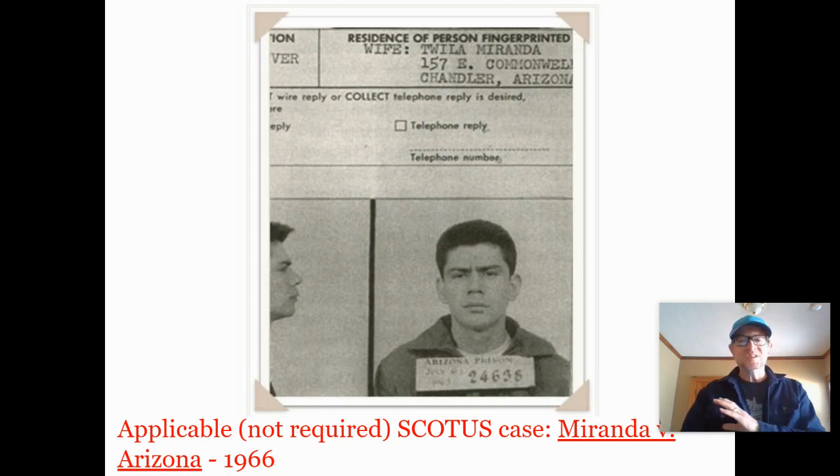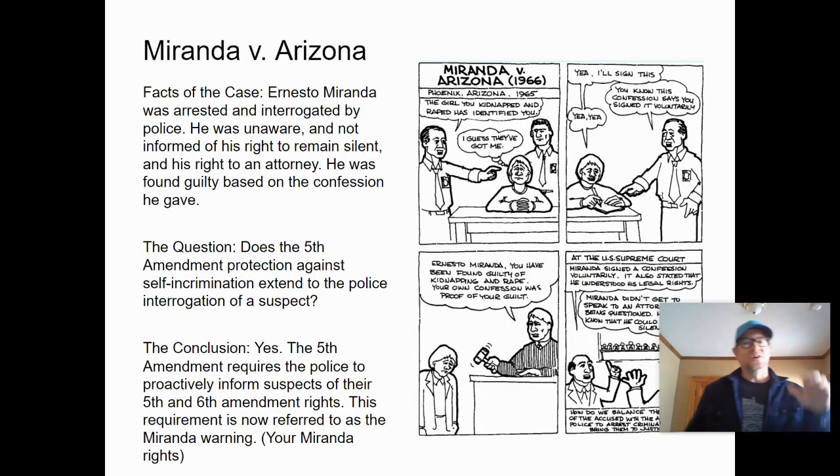Now, Miranda was not a nice man. Okay, you don't ever want to be friends with this man. So here is the case. The facts of the case: Ernesto Miranda was arrested and interrogated by the police. He was unaware of and not informed of his Fifth Amendment right to remain silent, and his Sixth Amendment right to an attorney. So he basically confessed to the crimes that he was accused of, and they were horrible crimes. He gave a confession while being interrogated by the police.